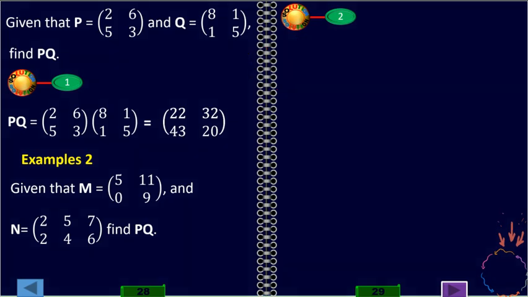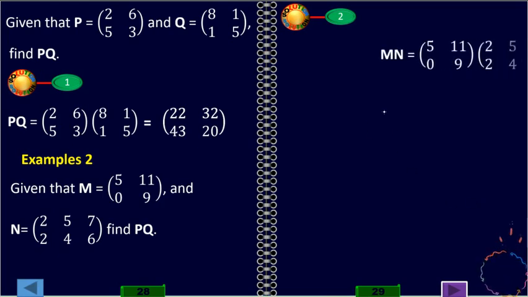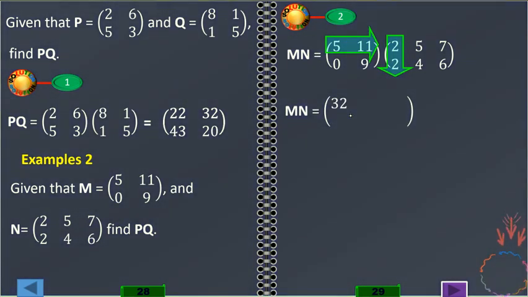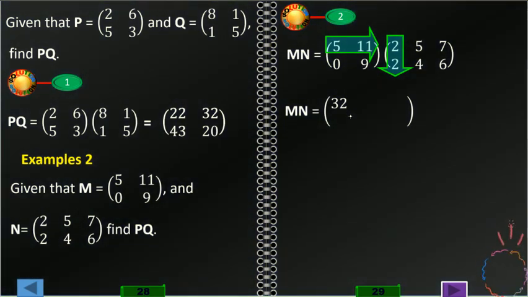So now let's go ahead and start the multiplication. We see that the product is possible. So now, as usual, we multiply. First row will go with the first column. 5 times 2 plus 11 times 2. If you do that very well, what will be your answer? 5 times 2 is 10. 11 times 2 is 22. If you do that, your answer will be 32. Okay, that's right.